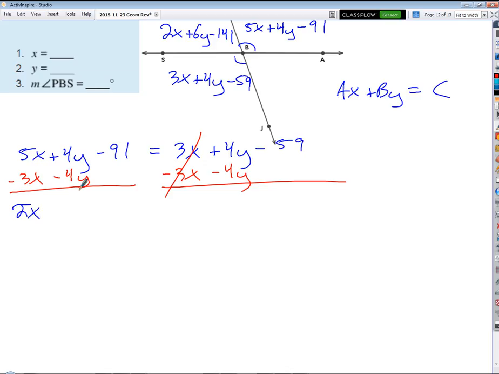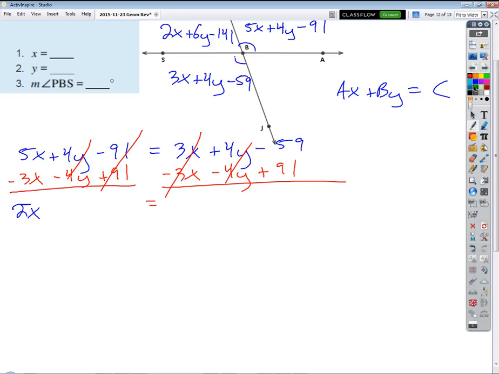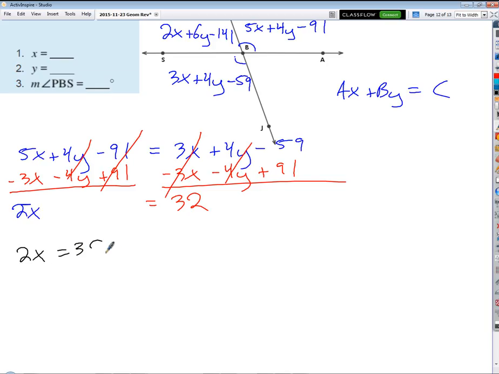Good, and that worked out great because the y's go away completely, which actually helps. Then I'm going to have no y's in this equation. And then I want the numbers on the other side, so add 91. Those go away, and negative 59 plus 91 is 32. So we get the equation 2x equals 32. That's good. That's one of the equations that we need.